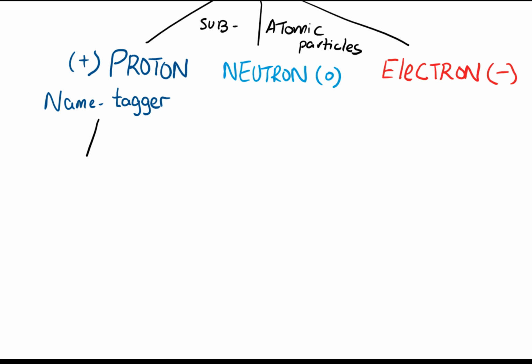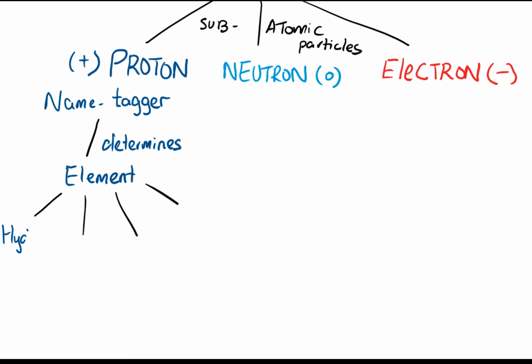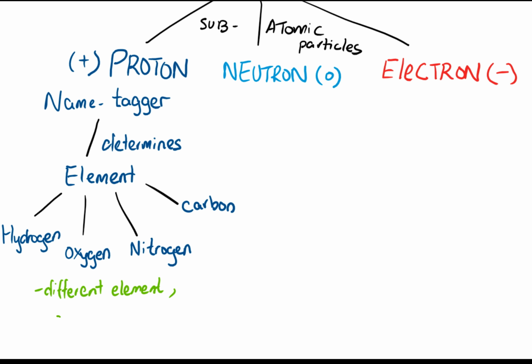Protons are like a name tag. It tags what that element is. It determines who that atom is. If you have one proton, you are hydrogen. If you have two protons, you are helium. So depending on how many protons you have, you will be called different names. That's why we call the number of protons the name tag. It differentiates different kinds of elements. No two elements have the same proton numbers. Different elements, different proton numbers.